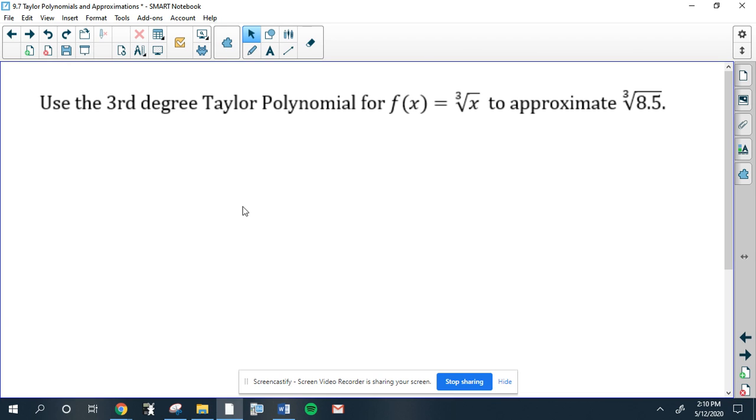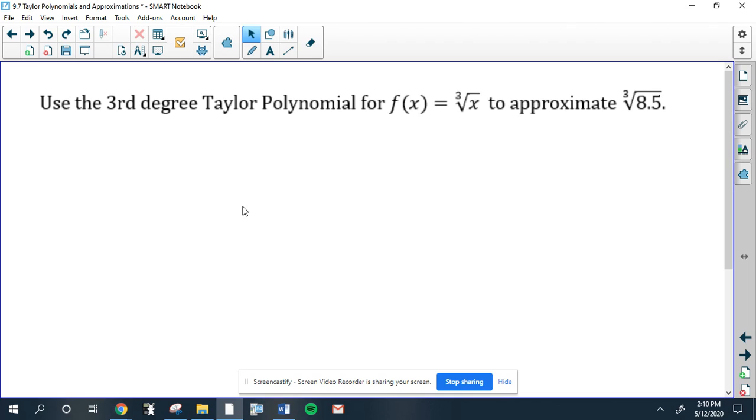Here's another example for a Taylor polynomial approximation. We're going to approximate the cube root of 8.5 by using the third degree Taylor polynomial for the cube root function. So first we're going to come up with our Taylor polynomial. It doesn't say where to center about, but you have to pick the appropriate centering point.